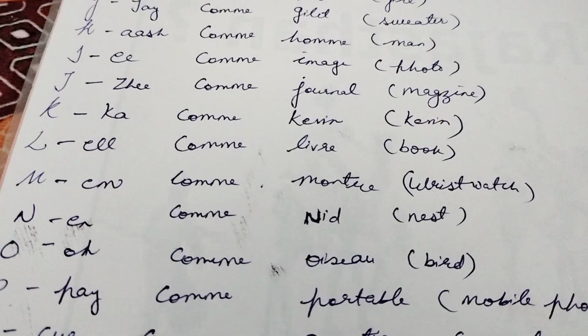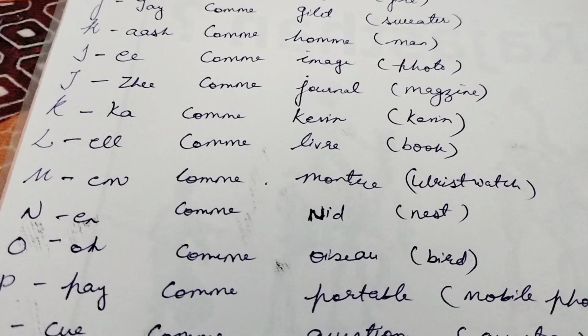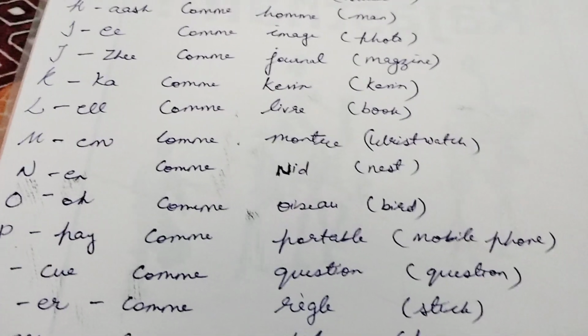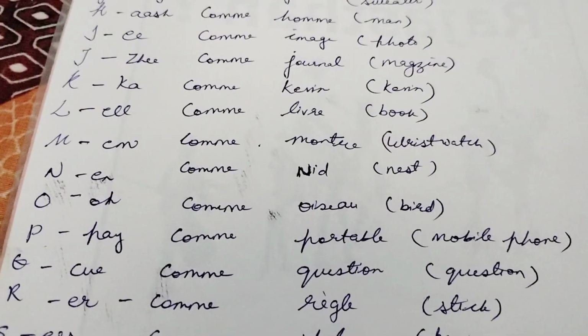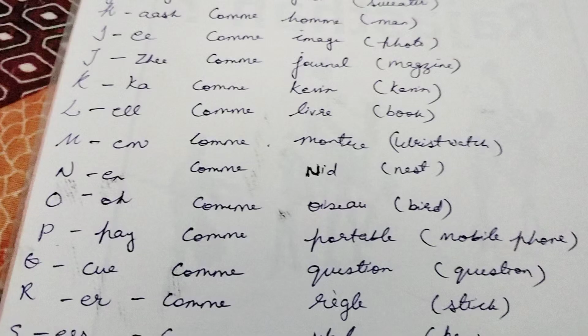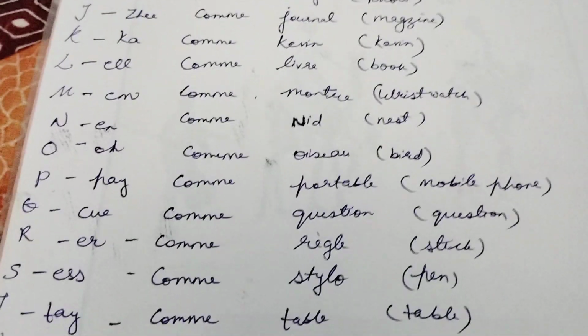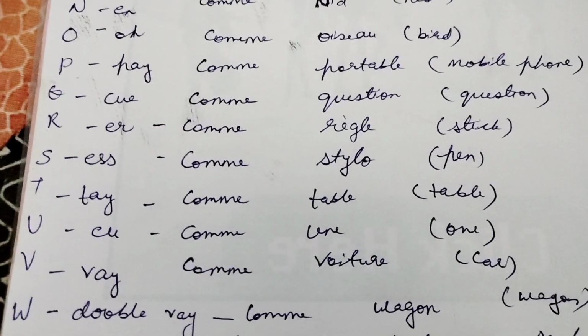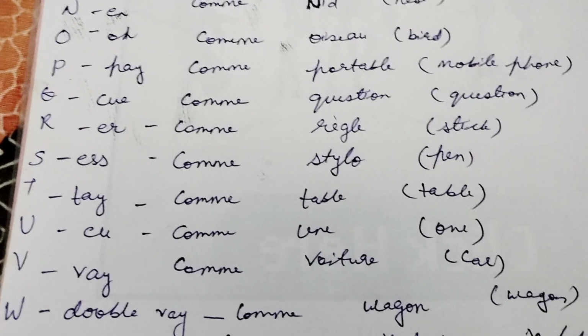N comme nid, nest. O comme oiseau, bird. P comme portable, mobile phone. Q comme question. R comme règle, stick or ruler. S comme stylo, pen. T comme table, table.